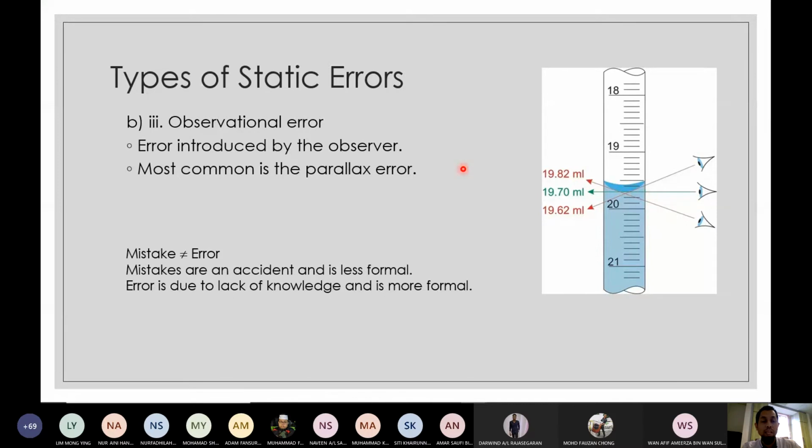Okay, but there are also other types of observational error. For example, if you read the wrong scale, maybe here it's in millimeters, but you mistakenly take it in centimeters, then the value is going to be different. Okay, observational error.